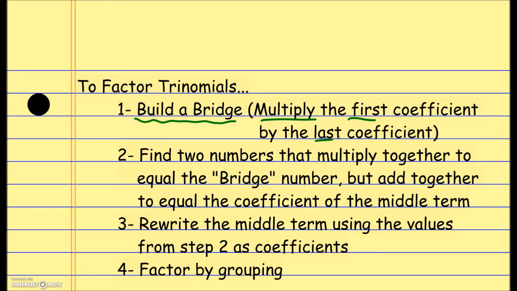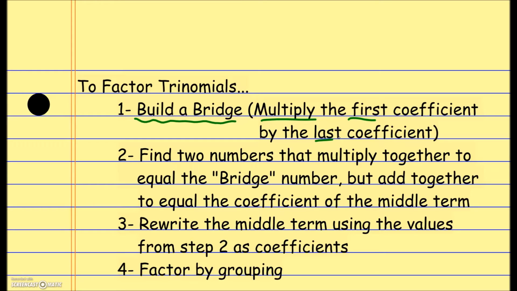And that's what I mean by build a bridge. Take the first term and the last term, essentially, and multiply them, except we just look at the coefficients, all right? Then we're going to find 2 numbers that multiply together to give us the number that we got from the bridge, okay? So the number from step 1, but add together to give us the middle coefficient.